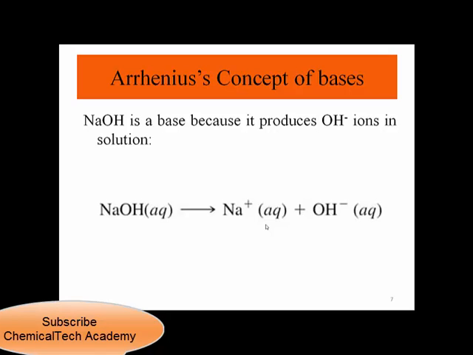On the other hand, for the Arrhenius concept of bases, we have, for example, sodium hydroxide. Sodium hydroxide is a base because it produces hydroxide ion in solution. So we have NaOH, it produces sodium, which is a cation, and hydroxide ion, which is an anion.